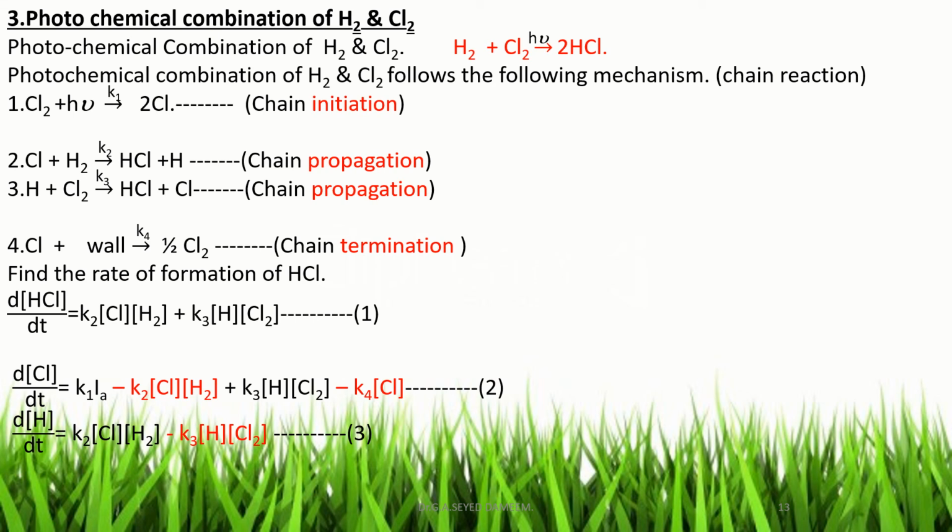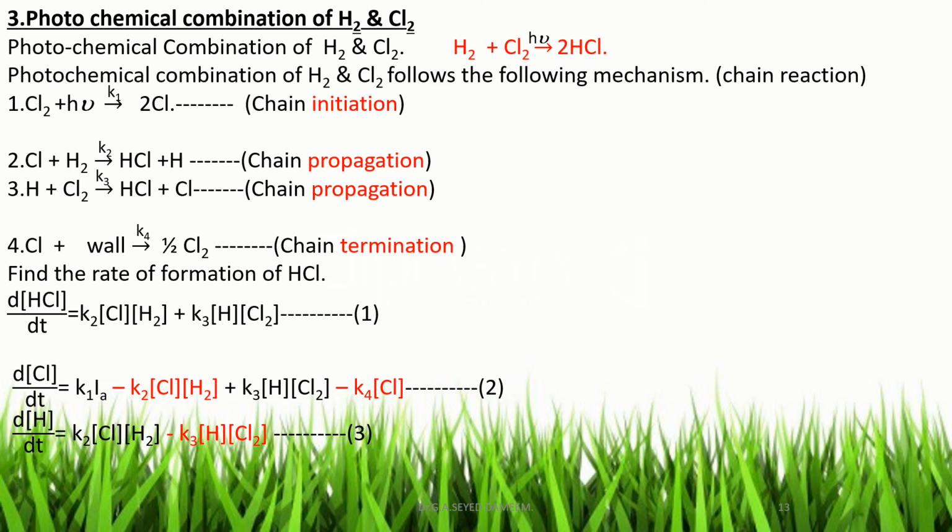How this reaction follows this mechanism, which consists of 4 steps. First step, chain initiation, second and third are chain propagation steps, and the fourth one is the chain termination step. In the first step, chlorine radical is formed photochemically, and the rate of this step is given by K1Ia. In the second step, chlorine radical disappears, in the third step chlorine radical is formed, and in the fourth step also, chlorine radical disappears.